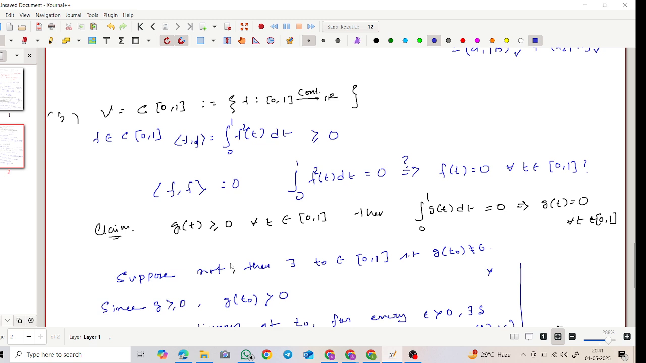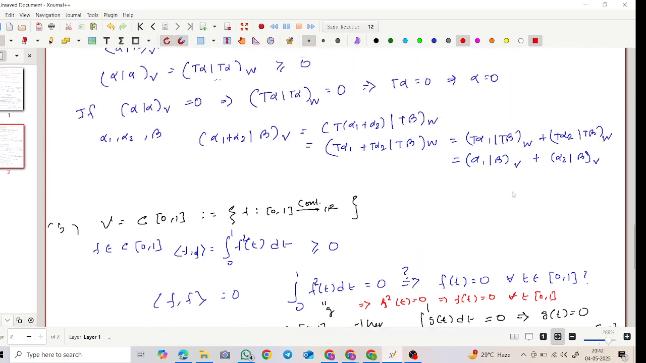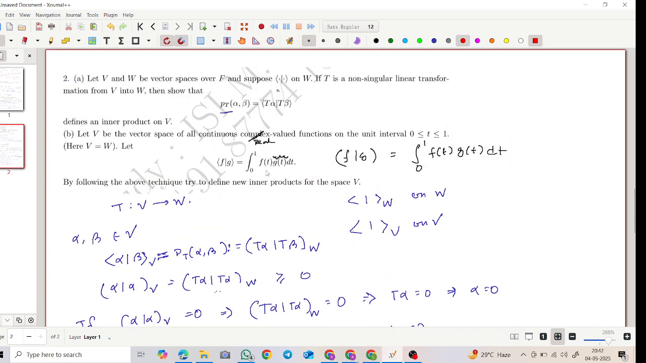Given g is positive, you can put ft square equals to g, and you will be getting f square t equals to 0, that will imply ft equals to 0 for all t belongs to 0, 1. The linearity part will be easy to check. You can just put f1 plus f2, the integration is additive. So we have established that this is an inner product.